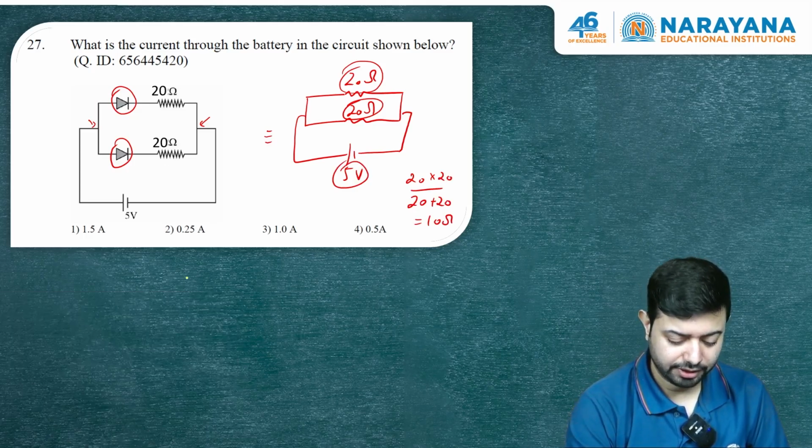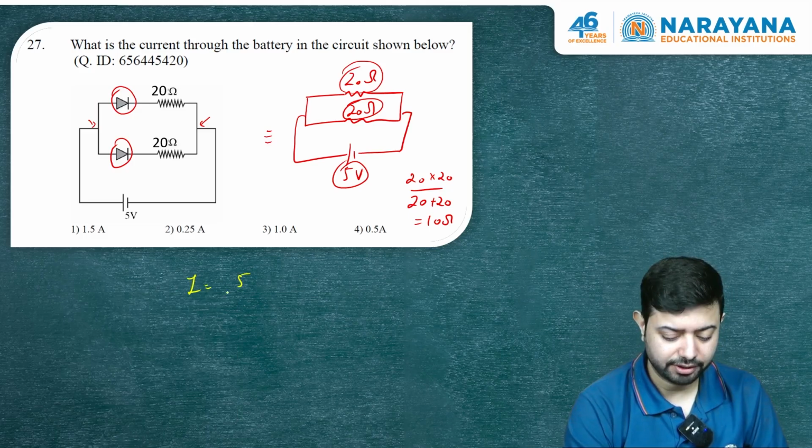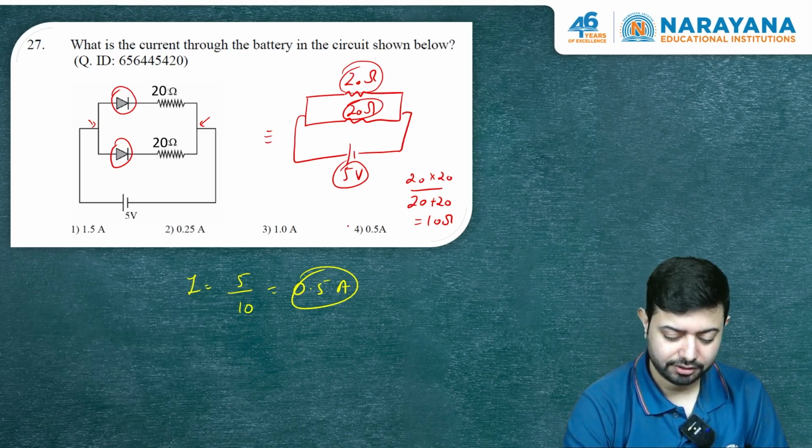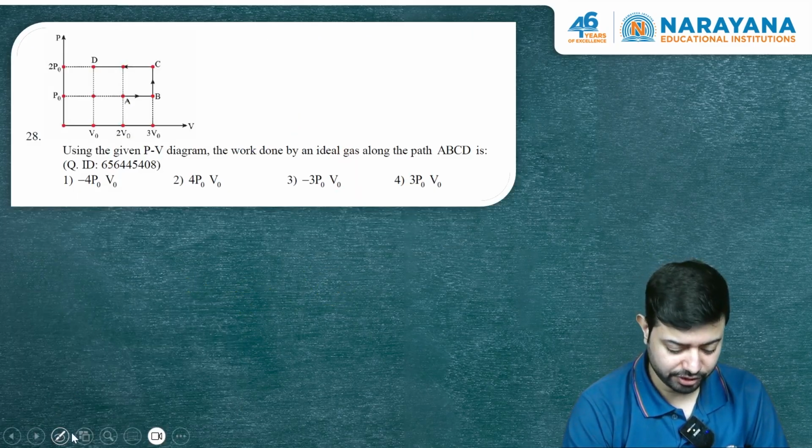So, what will be the current in the loop? The current will be I equal to delta V by R, which is 0.5 ampere. Which option is matching over here? Fourth option. Let us move to the next one.